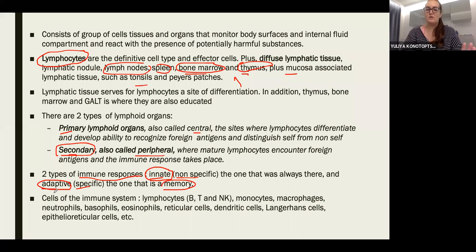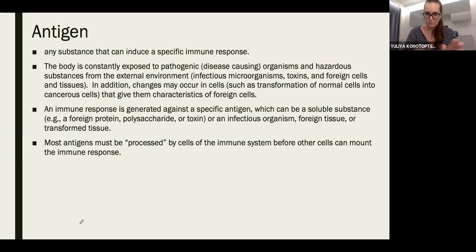So which one are you born with? You're born with the innate. This is very primitive. The one that you acquire as you grow up is the adaptive. Which cells belong to the immune system? Well, all of them are here, but we'll talk more about the details as we go.